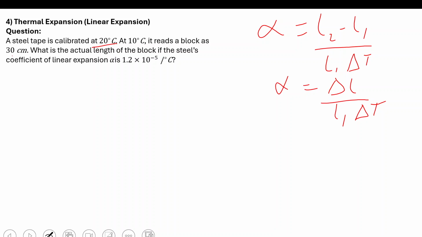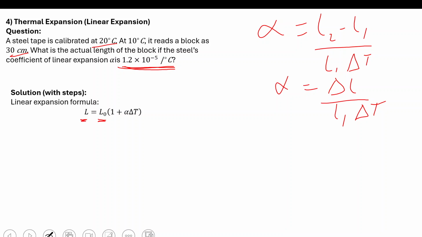So this is the initial length. What is the actual length of the block if the steel coefficient of expansion is this? This is the coefficient of expansion, 1.2 times 10 raised to the power minus 5. Okay, so the formula is gotten from what I defined here. So this is the original length, and this is the final length. Final length is what we are looking for, the actual length. So you have 1 plus alpha.